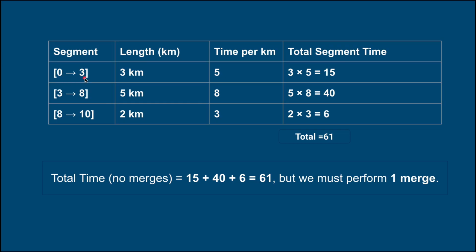We take 0 to 3 as one segment, and the length is 3 kilometers. 3 to 8 is 5 kilometers, 8 to 10 is 2 kilometers, and these are the times that we have been given. We have already updated the time. It was 8; 8 plus 3 will become 11, but for now it is 8 only here. So after the update, the times are like this: 3 into 5 is 15, 5 into 8 is 40, 2 into 3 is 6. So the total time is 61, with no merges. If we do not do any merge, you will get the time 61.